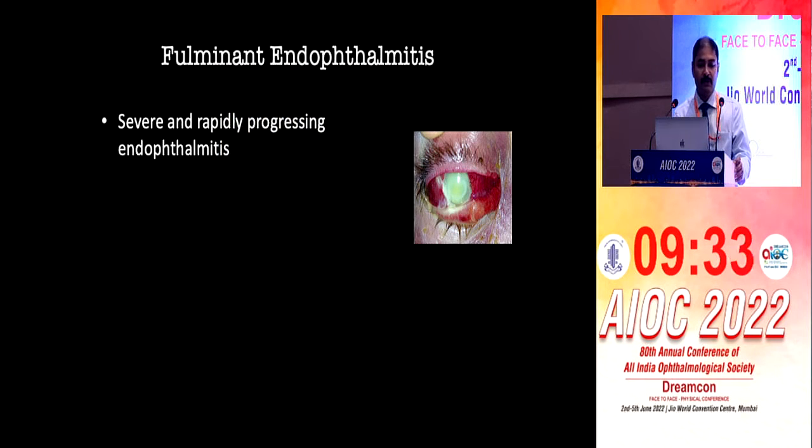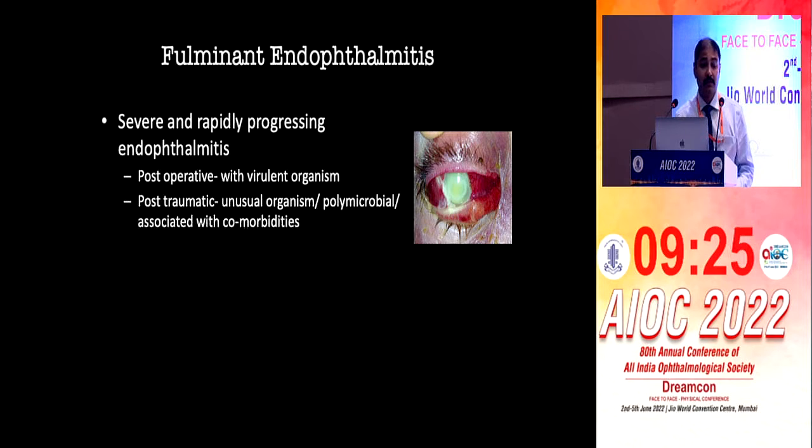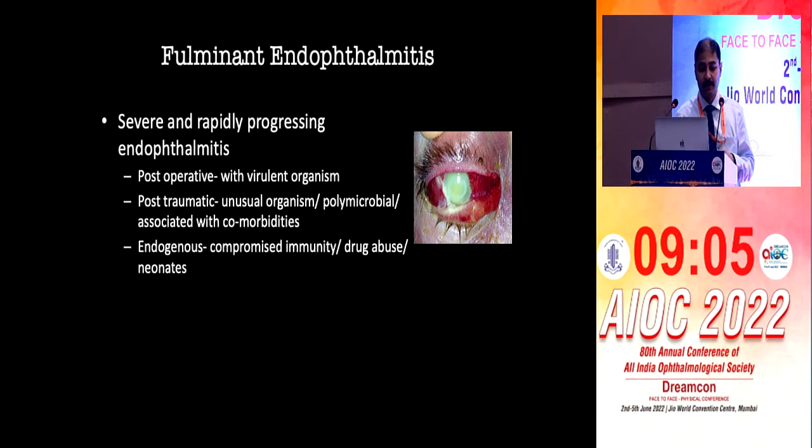Now, what is fulminant endophthalmitis? It is that which is severe and rapidly progressing, either because of the virulence of the strain or because the organism is unusual and you're unable to put a finger on it and use the correct antibiotic. A lot of times with trauma and even with post-operative endophthalmitis, it is polymicrobial, and you get a result of one of the organisms, and you start treating along those lines and forget the other organism.